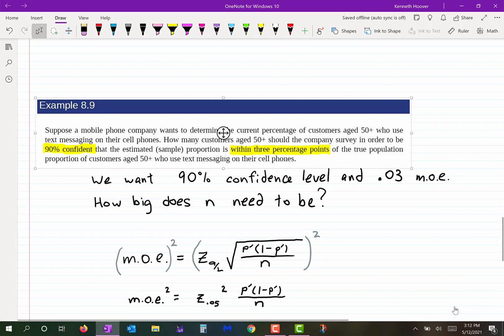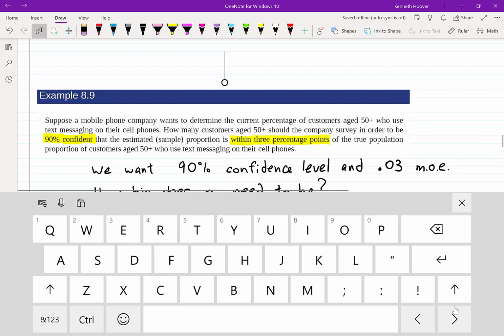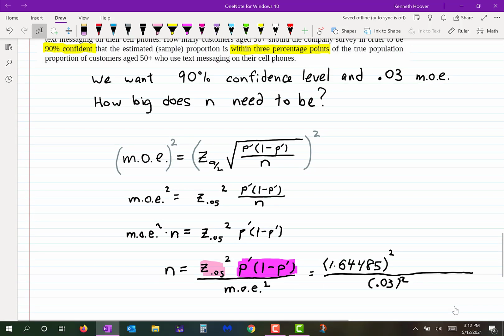My computer is heating up and that's why it's not working very well, but there we go. Put in a half for p prime. Then 1 minus p prime will also be a half.